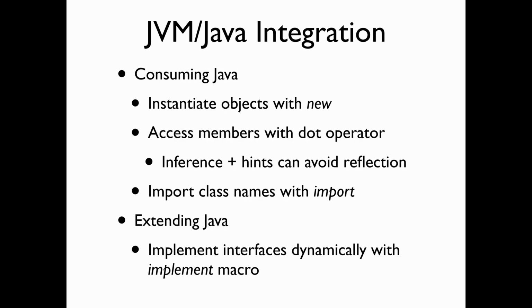Now I put this on the JVM, hopefully for a reason. One is that there's this huge library in Java that we'd like to be able to consume. And all the stuff you would expect to see in Clojure is there. You can instantiate objects with new. You can access members. You saw the dot operator before. The basic syntax of that is dot, target, and then either field or method. The target could be an object, in which case it's an instance field or method, or a class name, in which case it's a static field or method. And that's how the calling works.